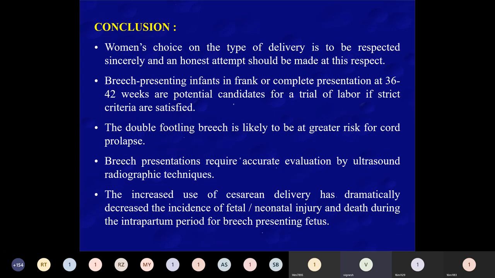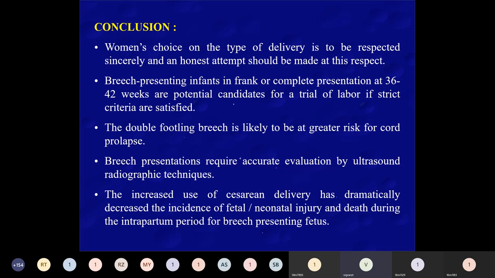To conclude, the woman's choice on the type of delivery is to be respected sincerely. So you have to give the choice to the mother, explain both the risks and benefits, and an honest attempt should be made in this respect while briefing her. Breech presentation, presenting infants in frank or complete presentation at 36 to 42 weeks, are potential candidates for a trial of labor if strict criteria are satisfied. Double footling breech is likely to be at greater risk for cord prolapse. Breech presentations require accurate evaluation by ultrasound and radiographic techniques.